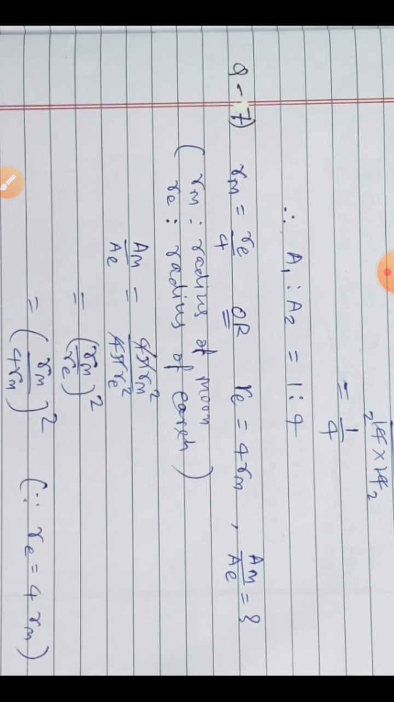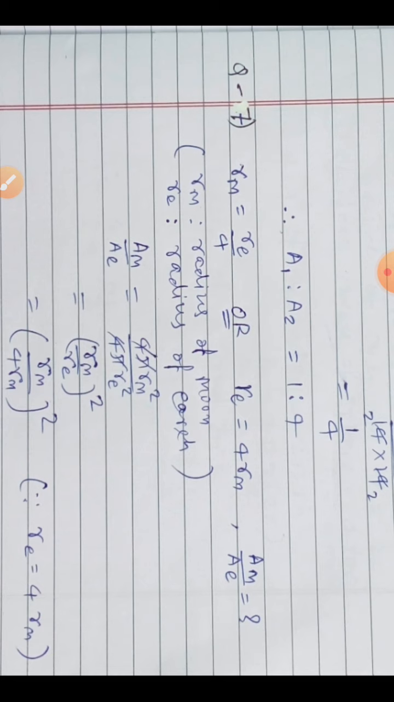Rm means radius of moon, Re means radius of earth. What they have given is that the radius of moon is 4th part of radius of earth. So Rm equals Re divided by 4, that is Re upon 4. That is the relation they have given us. Otherwise you can write Re equals 4Rm.